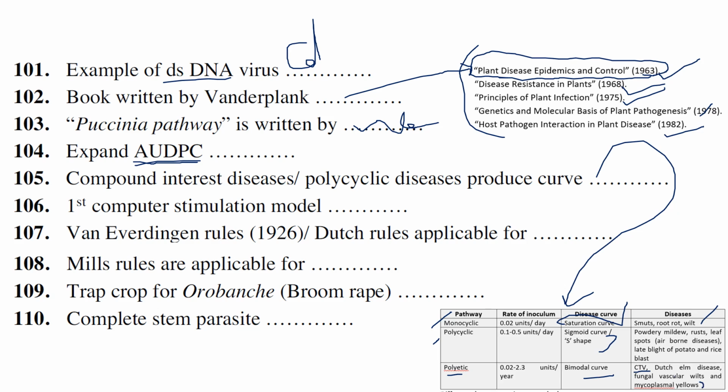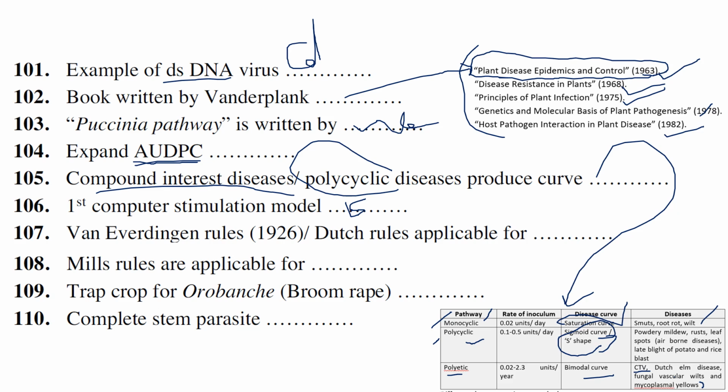Here they asked about compound interest diseases. Monocyclic diseases are called simple interest diseases. Polycyclic diseases are also called compound interest diseases, which produce a sigmoid or S-shaped curve. The next one is the first computer simulation model. The first computer simulation model is EPIDEM, which was meant for early blight of potato and tomato.